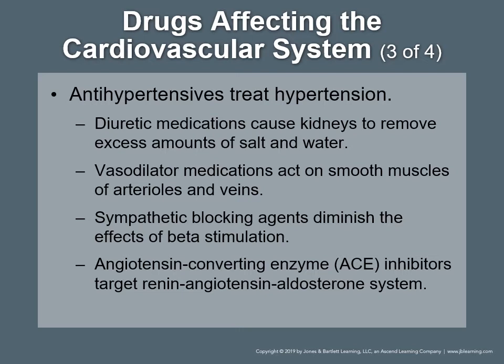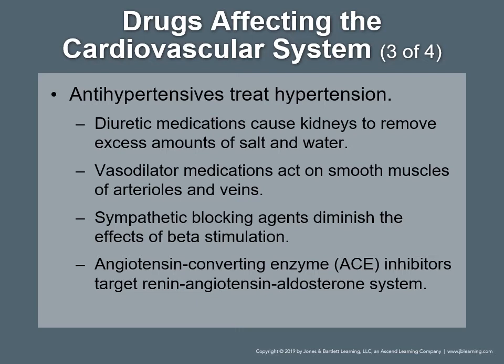Vasodilator medications act on the smooth muscles of the arterioles and veins. This explains why nitroglycerin is so beneficial in treating myocardial ischemia. However, dilation of these vessels prompts a response from the sympathetic nervous system. When vasodilators are used to lower blood pressure, the patient must also take medications that inhibit the sympathetic nervous system.